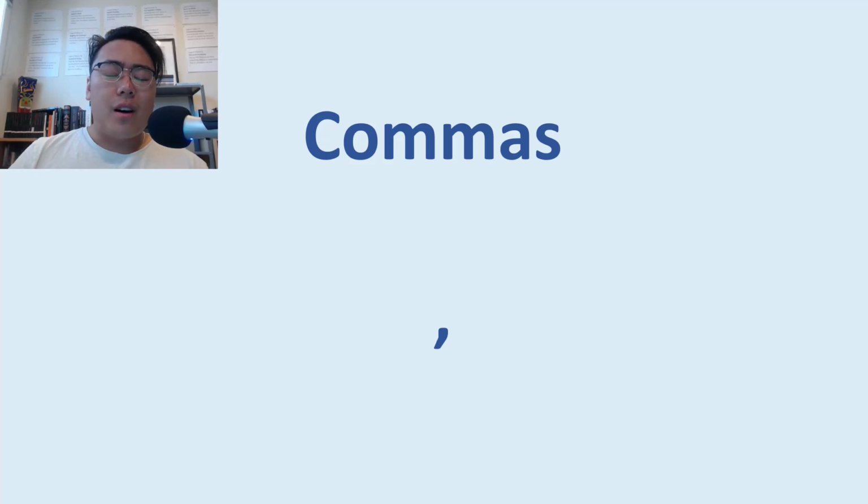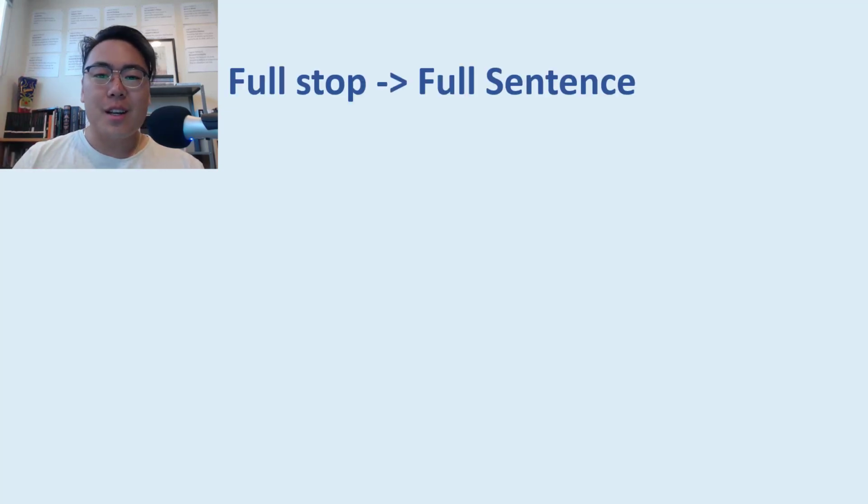Let's talk about one of the hardest punctuation devices to use correctly, the comma. I see people time and time again misusing commas because they're getting them confused with full stops. There's a really easy way to avoid this. Firstly, the full stop is only used at the end of a full sentence. How do we define what a full sentence is?